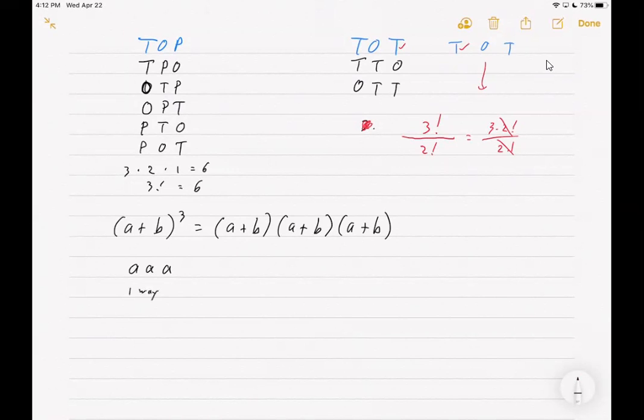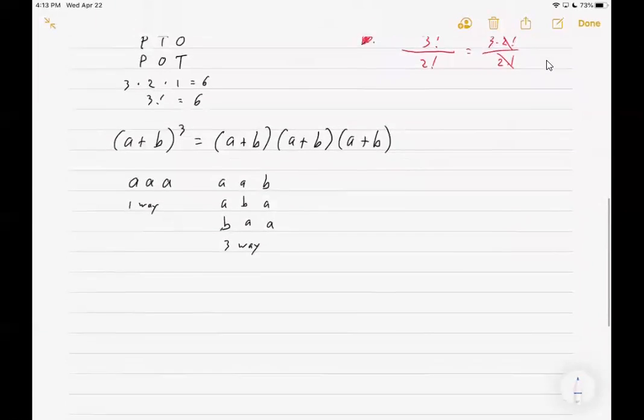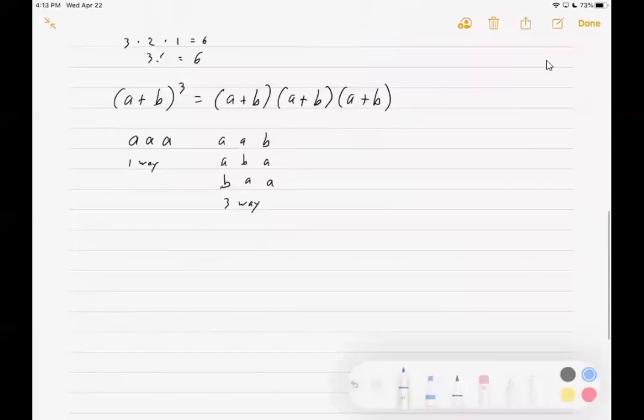Now, we could have selected an A and an A and a B. But what if we picked a B from the second hat or a B from the third hat? So it looks like there are three ways to pick two A's and a B. This would correspond to three ways to get our A squared B term, which is why we have a 3 A squared B, whereas this first thing would represent our A cubed term, and there's only one way to do that.